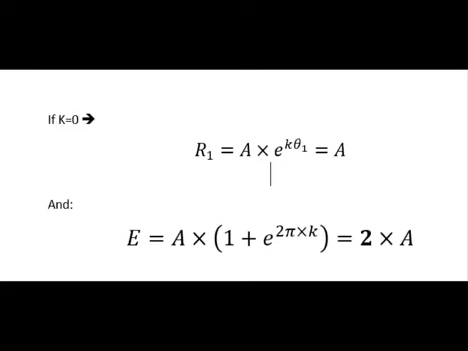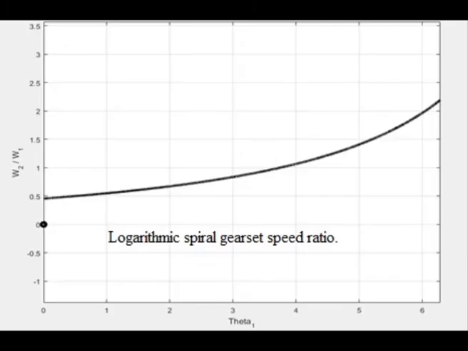Here it should be noted that circular gears are a special case of logarithmic gears when K equals 0, and A represents the radius in this special case. The speed ratio of the logarithmic gear increases gradually to a specific point, then falls down suddenly to the start point, which is the minimum value, in each single rotation of the gear set.